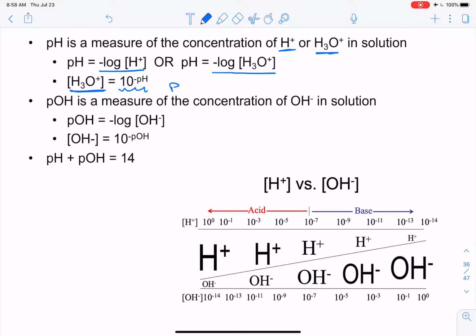So if the pH is equal to 3.6, and you wanted to figure out the concentration of your hydronium in the solution, you would do 10 to the negative 3.6. And how I do that on my calculator is I type in 10, and then I have this little key that has like a hat or a rooftop, and then I do the negative key, not the minus, the negative, and then I would type in 3.6, and then I would hit the equals key.